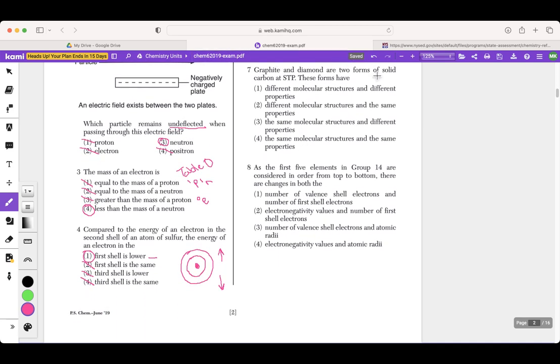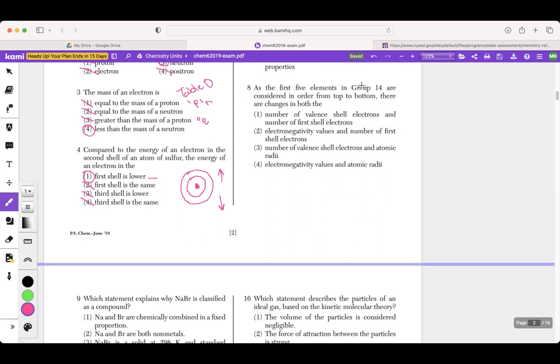Number 7, graphite and diamond are 2 forms of solid carbon at STP. These forms have blank. So this question is often on there as well. Graphite would be pencil lead, and diamonds obviously are these beautiful gemstones. So they're both solid carbon. Now, diamonds and graphite are definitely different from each other. If you try to propose with a ring with graphite on it, probably going to say no. So they have to have different structures and different properties. So different molecular structures and different properties. Off the bat, we can choose choice 1.